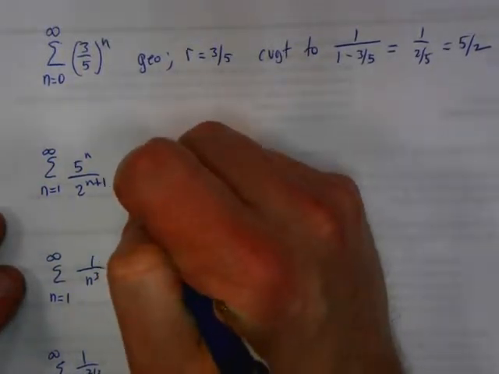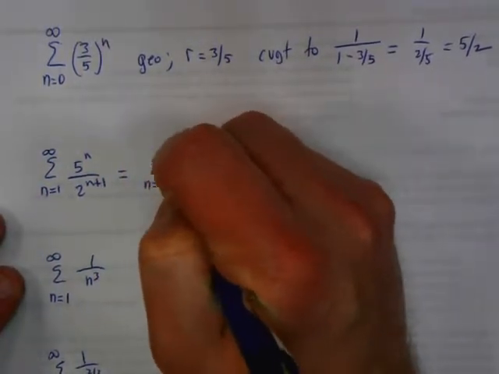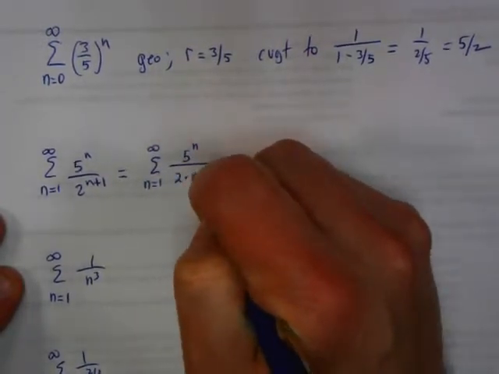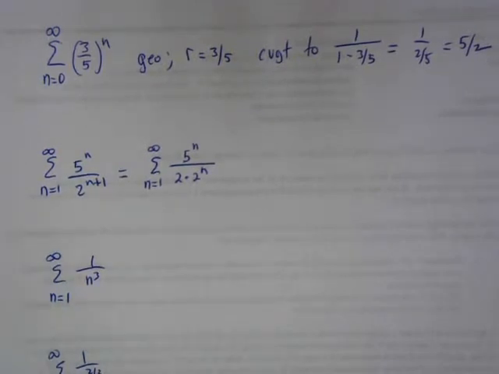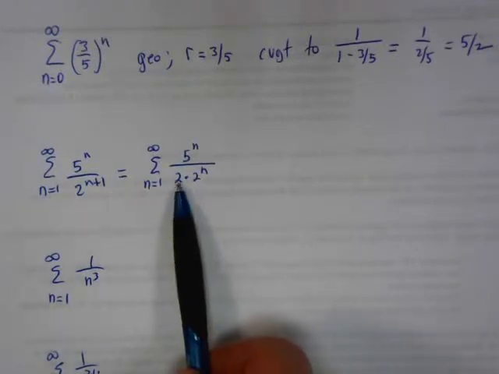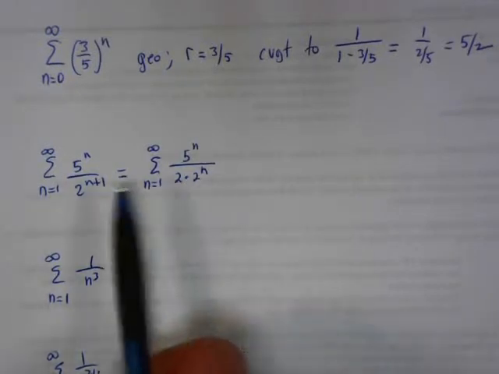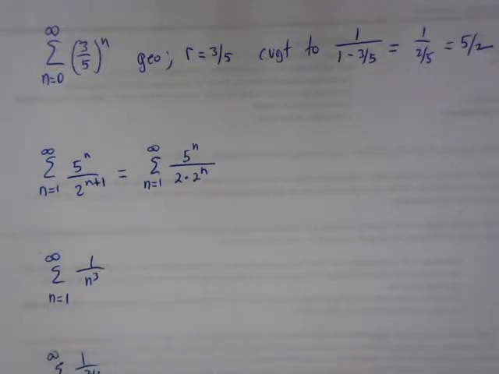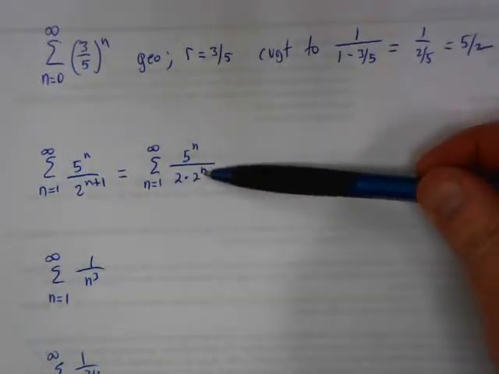We're going to rewrite this. This is the sum from n equals 1 to infinity of 5 to the n over 2 times 2 to the n. What did I just do? I broke it down. I used properties of exponents. If I multiply these two things, 2 times 2 to the n, I would add my powers and I would get n plus 1. So that's what you're going to do with things that are almost geometric but the powers don't match. You're just going to peel the powers off to make them match up.